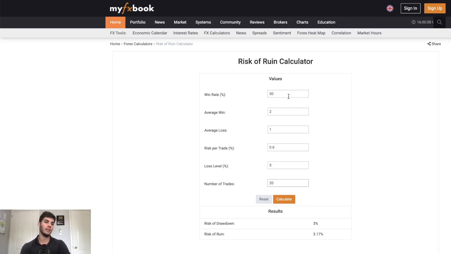The other thing is, now let's say you have a 1-to-1 strategy, right? Maybe you have a 1-to-1 strategy. It's a 75% win rate. Your average win is 1, average loss is 1, and you're risking 1% per trade. You're taking 20 trades in a month. This now has a 1% chance of losing the accounts.